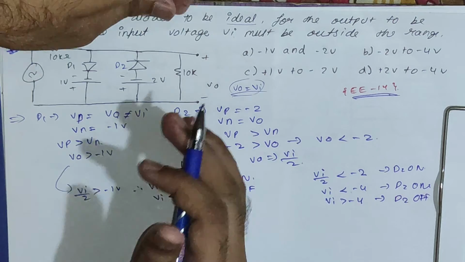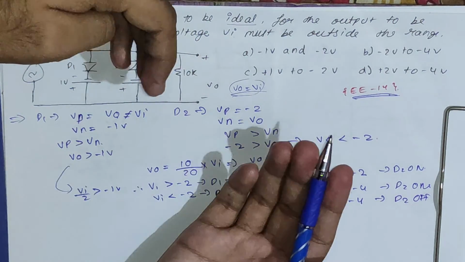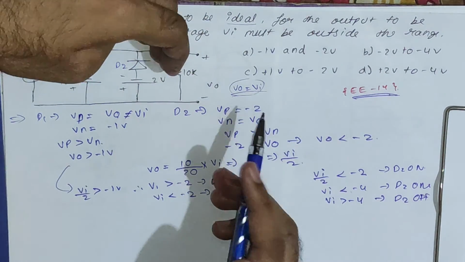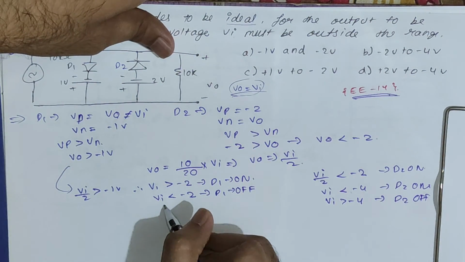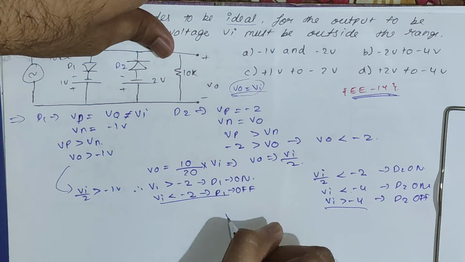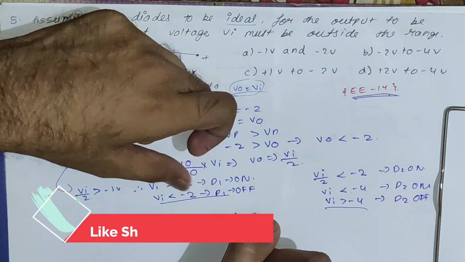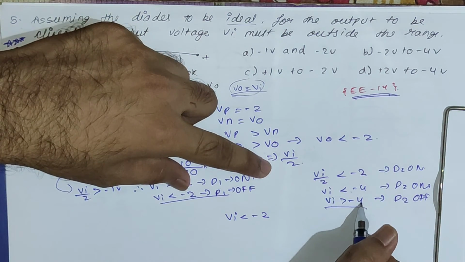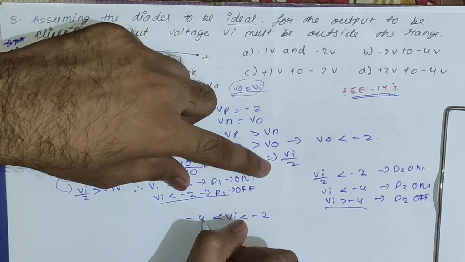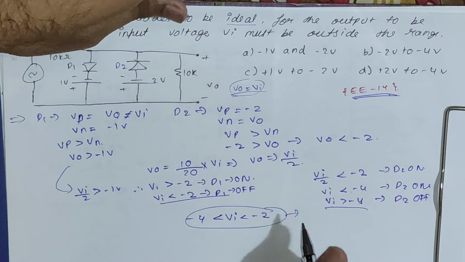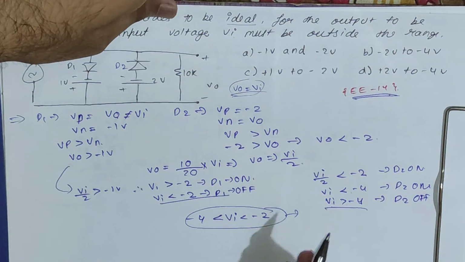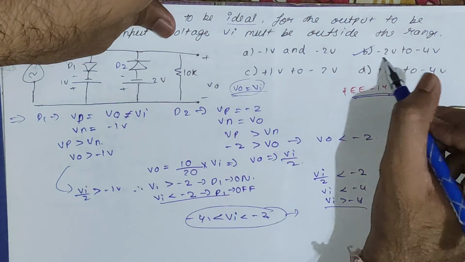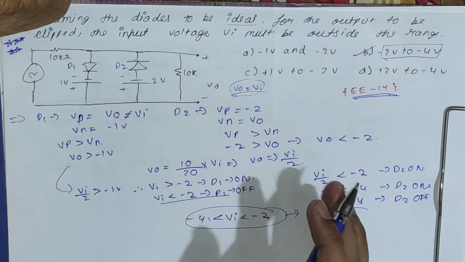We want the condition where both of these diodes are off, because only when the diodes are off will there be no clipping. So for off, we get this condition and this one. We can write Vi less than minus 2, and here Vi should be greater than minus 4. So this is the range where we won't have any clipping. From the options you can see this B option is satisfying: from minus 2 volt to minus 4 volt there won't be clipping.